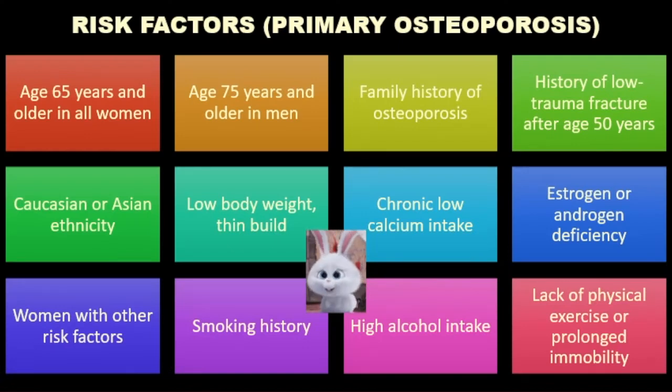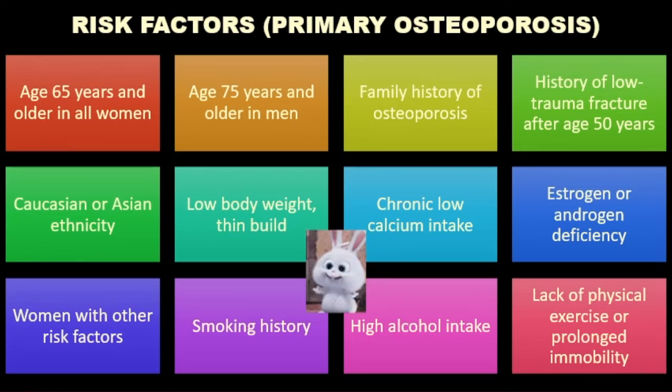Here are the different risk factors for primary osteoporosis. Number 1, age 65 years old and older in women, and in men it's 75 years and older. So what happens when the aging process occurs? There will be a decrease of your estrogen, and there will also be a decrease of your testosterone. These sex hormones are known to have a protective effect on your bones. The protective effect is in fact due to the proliferation of the growth of your osteoblasts.